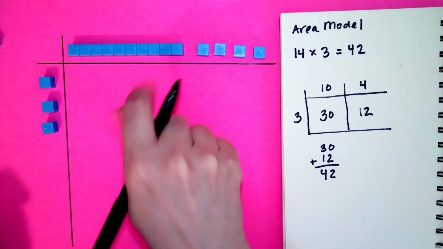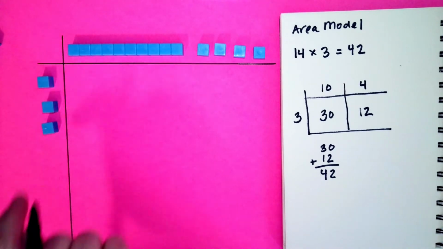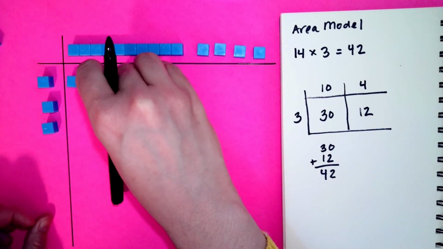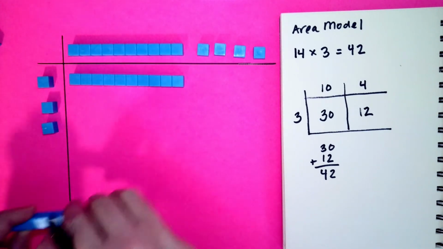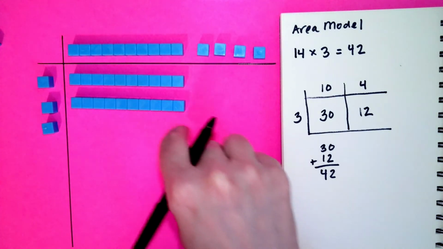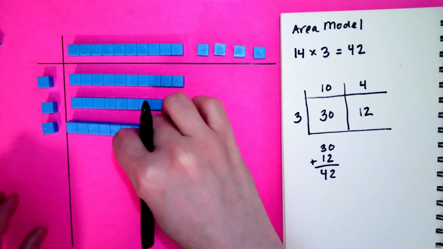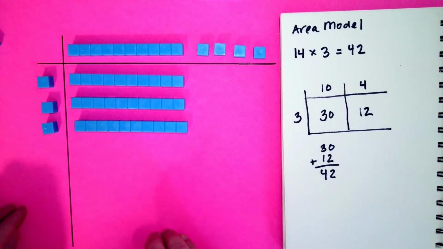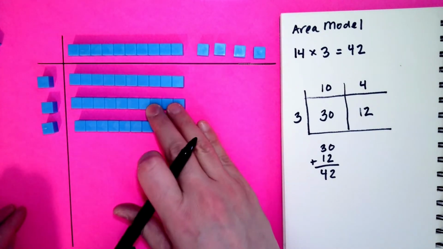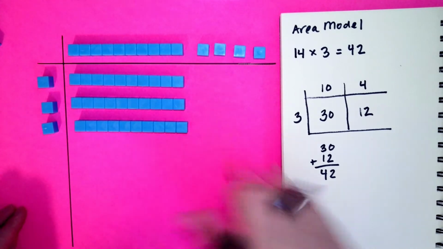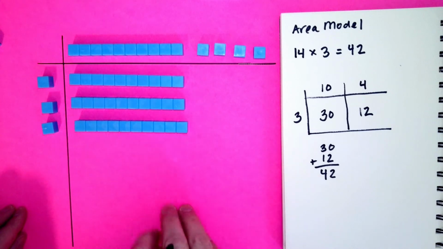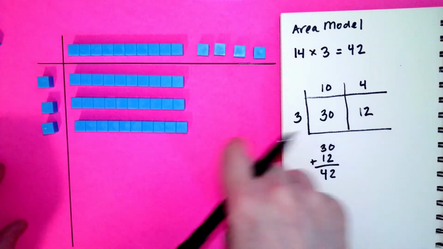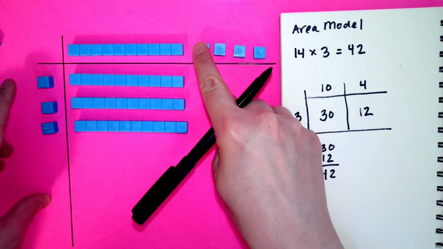So we'll start with 10 times 1. 10 times 1 is 10. Then our next row, 10 times 1 is 10. And our next row, 10 times 1, 10. Now we've got 3 tens for a value of 30. 10, 20, 30. But we still need to multiply our ones.